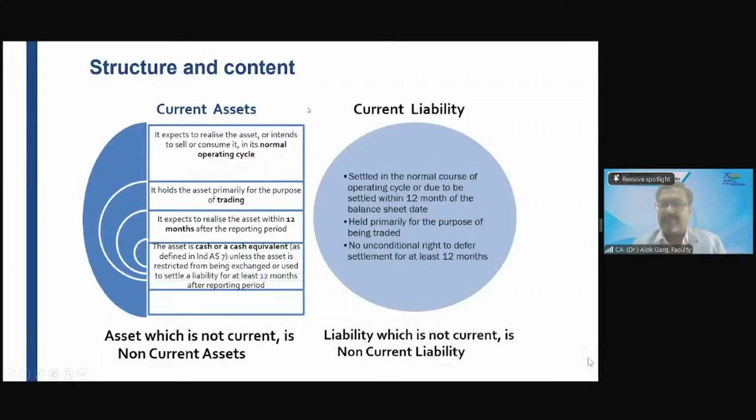Friends, current asset, non-current asset, current liability, non-current liability. In an asset, the word expectation is there, but in a liability, the word intent or expectation is not there. Is that clear? The liability goes by contractual terms. You have to be more conservative in terms of assets and more aggressive in terms of liabilities.